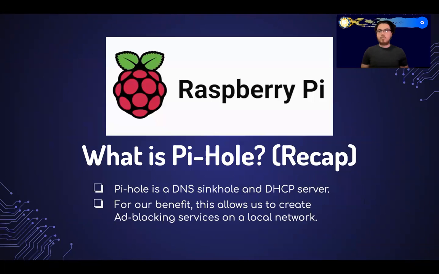So a quick recap of what Pi-hole is. It usually is correlated with Raspberry Pi, but Pi-hole can be run on anything. And it is a DNS sinkhole and a DHCP server. If you would like to know more about that, you can watch our video from last week. But today, for our benefit, we're just assuming that it works and that we're going to be using it as an ad blocker, as it has functionality to be an ad blocker.